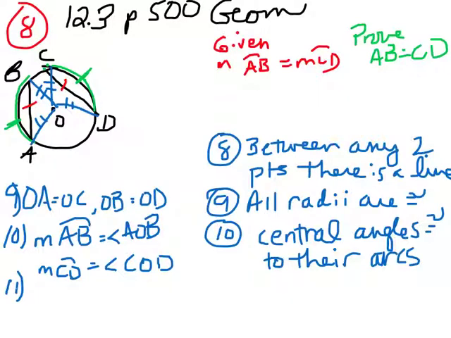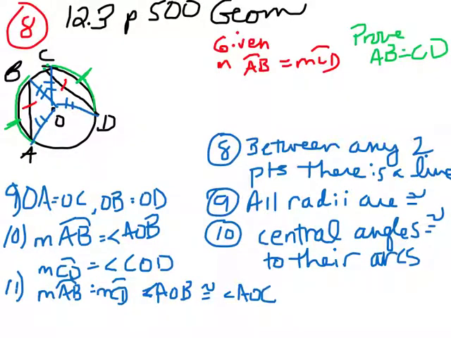Okay, 11 says, because arc AB, the measure of arc AB is equal to the measure of arc CD. That's what they gave us, so that was the given. Because that was given, then angle AOB is congruent to angle AOC. How do we know that?